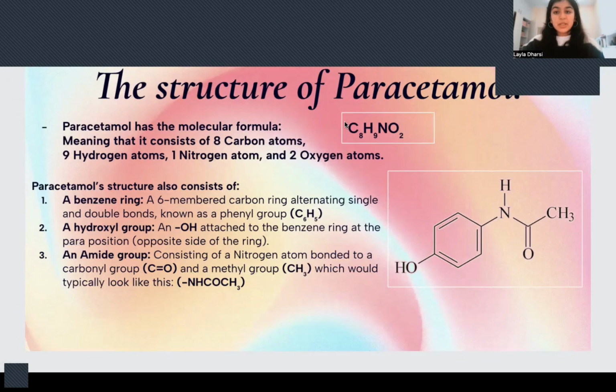Paracetamol has the molecular formula C8H9NO2, meaning that it consists of 8 carbon atoms, 9 hydrogen atoms, 1 nitrogen atom, and 2 oxygen atoms. Its physical structure also consists of a benzene ring, which is a 6-membered carbon ring with alternating single and double bonds, known as a phenyl group, a hydroxyl group, which is an -OH attached to the benzene ring at the opposite side of the ring, and an amide group consisting of a nitrogen atom bonded to a carbonyl group and a methyl group, which would typically look like this in the diagram below.